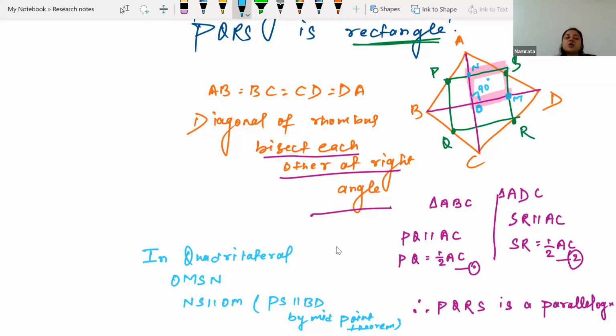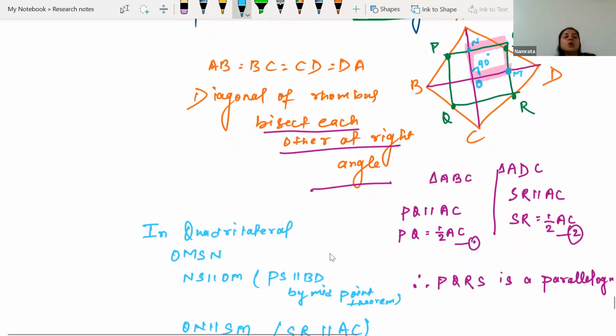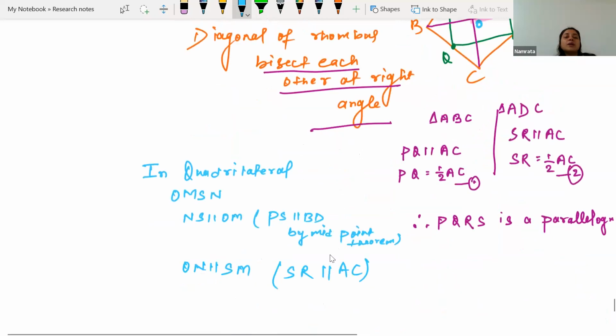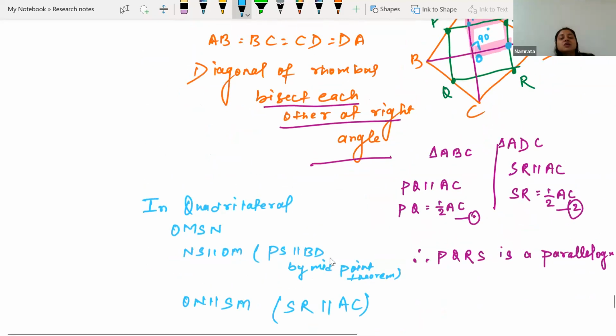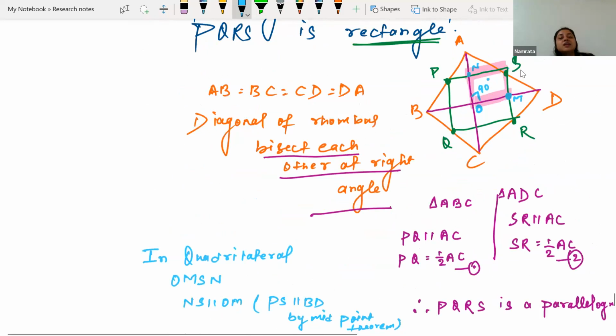Previously we said that it's a quadrilateral. Now we can declare that it's a parallelogram, OMSN. And in a parallelogram, there is a property that opposite angles of a parallelogram are equal with each other. So if angle O is 90 degrees, then we can say angle S will also be 90 degrees over here.